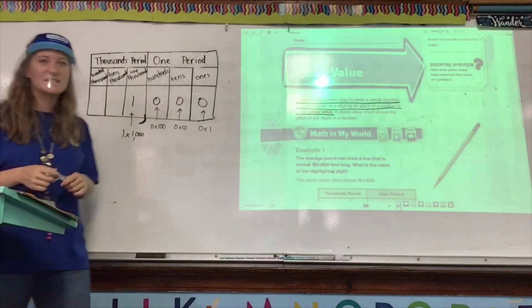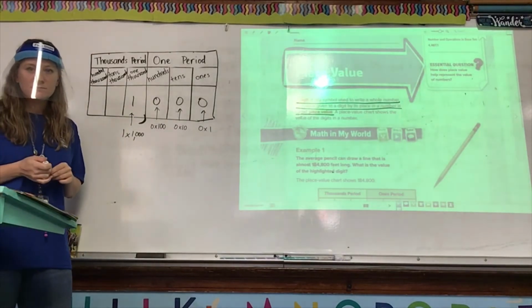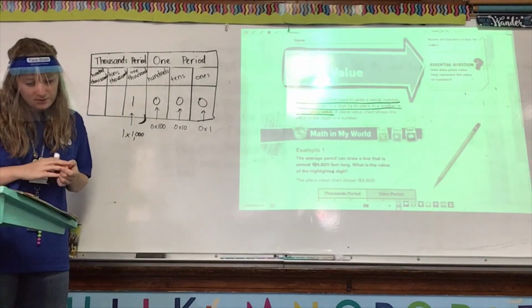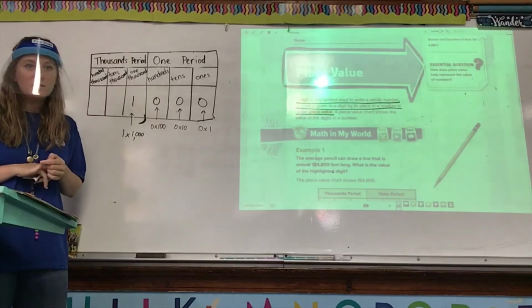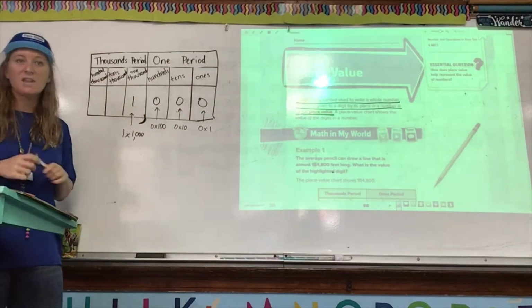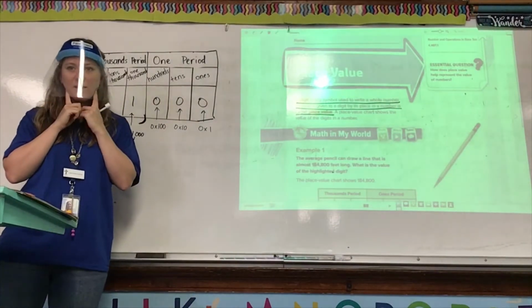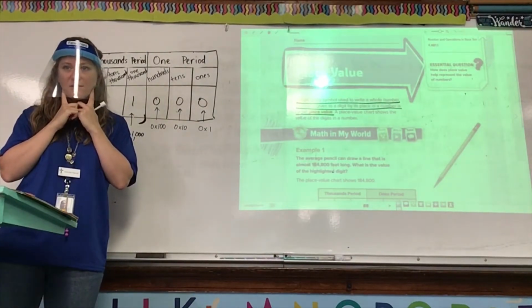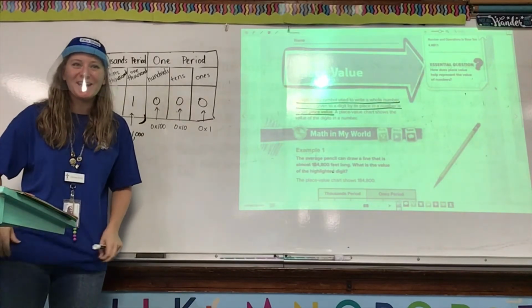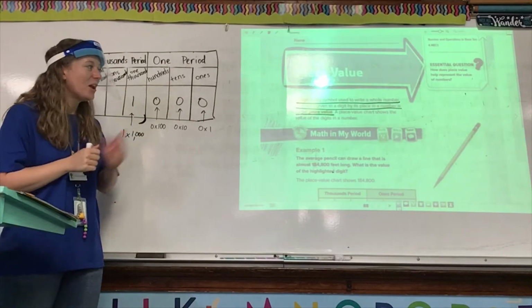Okay, Cullen, read that last one. A place value chart shows the value of the digit in a number. Good. So a place value chart tells us how much it's worth. Can everybody at home hear Cullen when she reads? I know she's right next to the computer though, so hopefully it'll work. Very good.